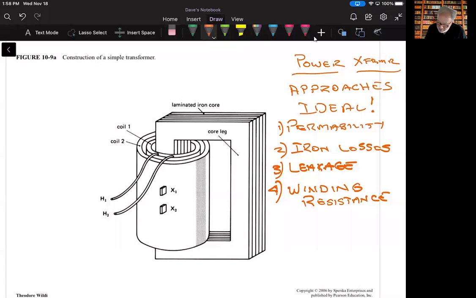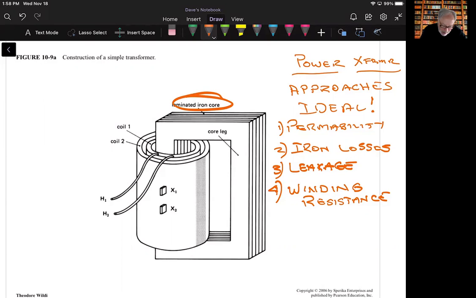So this is figure 10.9a, and again, the power transformer approaches the ideal transformer. How does it do that? There are some things we have to account for. The first one he mentions in this section is the high permeability that we talked about for the ideal transformer. How do you approach that with a practical transformer? The way you do that is that the core of the transformer is made of iron. It's a laminated iron core.